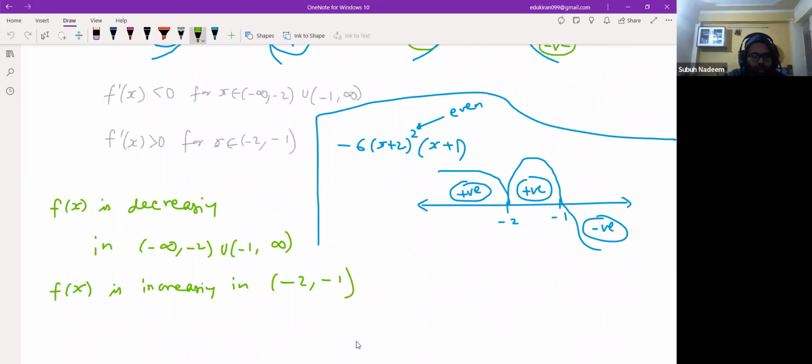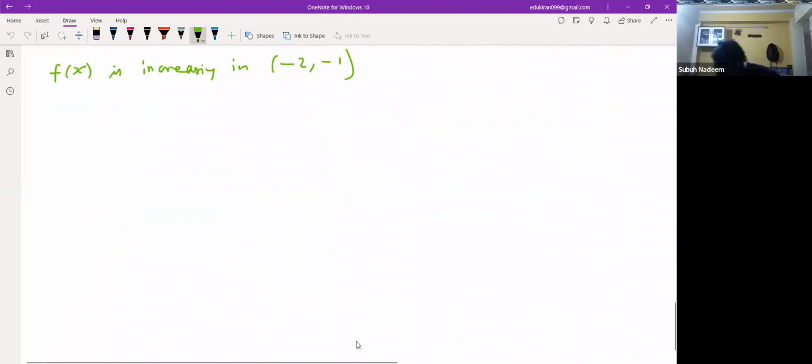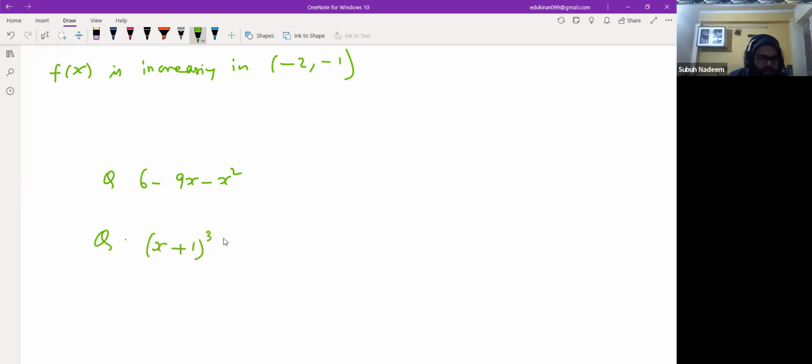Yes, sir. Okay. So if I give you a question, suppose one question is 6 minus 9x minus x square. Here also you have to find the interval of increasing and decreasing. And another one is x plus 1 whole cube, x minus 3 whole cube. This is called interval of increasing and decreasing. I'm coming in a minute.